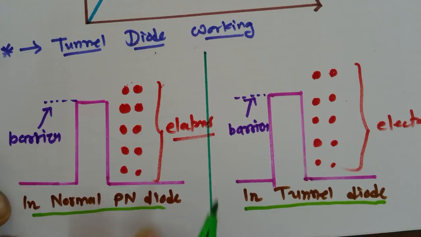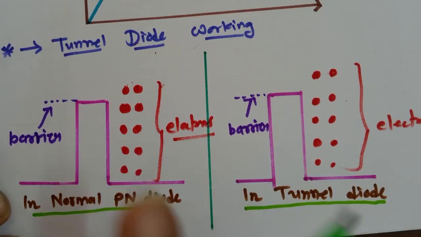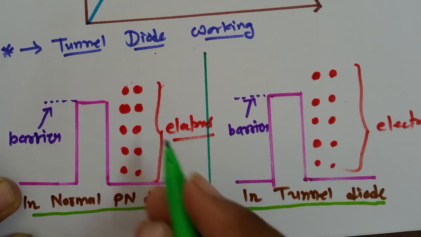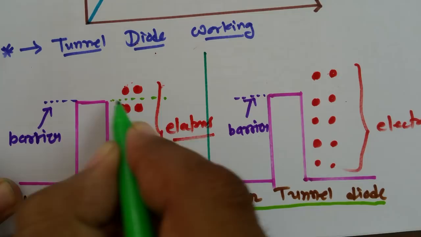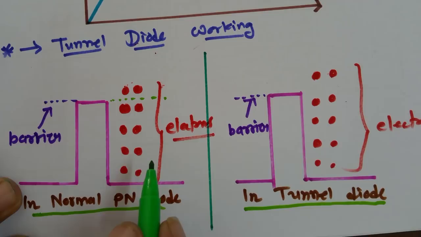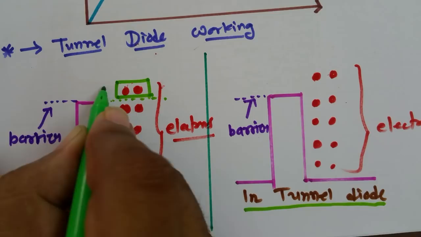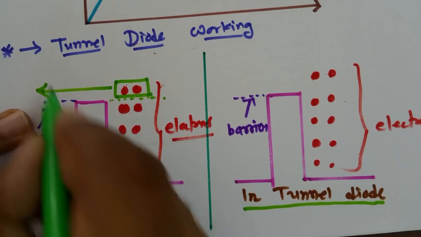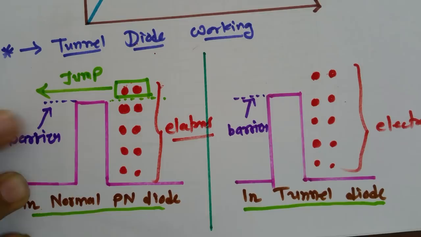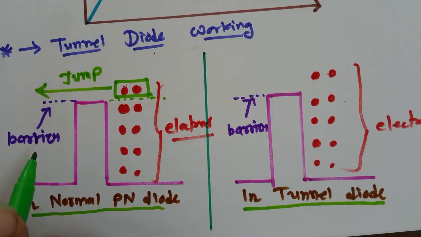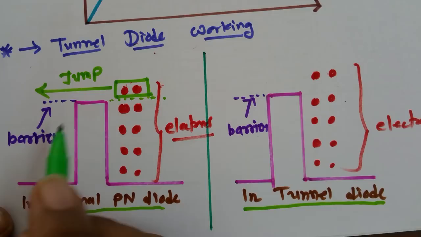Now when we keep the diode in forward bias, we need to connect the anode positive with respect to the cathode. In a normal PN junction diode, as I provide the forward bias voltage, those electrons which have greater energy than the potential barrier will jump from the n-type material to the p-type material. So these electrons having energy greater than the potential barrier will jump over the barrier, and they will participate in the flow of current. So in a normal PN junction diode, those electrons which have higher energy than the potential barrier will jump from n-type material to p-type material and participate in the flow of current.